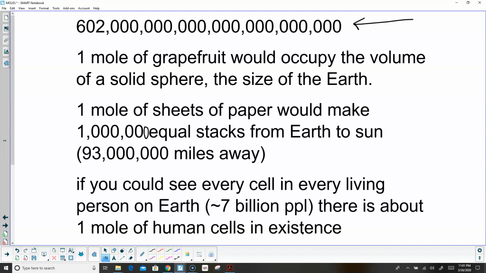So every person that exists right now, if you could get them together and you could see all their cells and you could count them, there is about 1 mole of them. That is insane.